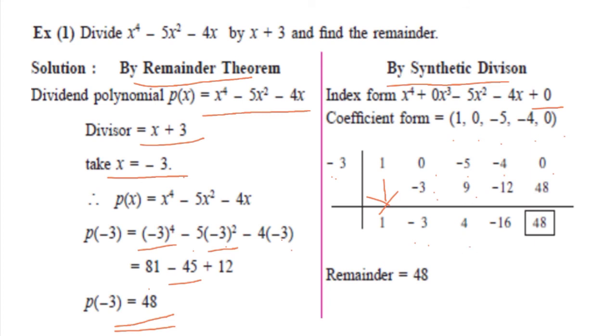4 threes are 12, minus 12. Minus 12 and minus 4, we can add these two, 12 plus 4 is 16, similar sign is minus, that's why the answer is minus 16. Again minus 16 into minus 3, minus minus plus, 16 threes are 48, means the remainder is 48. By using the synthetic division method, the remainder is 48, and by the remainder theorem method the remainder is also 48.